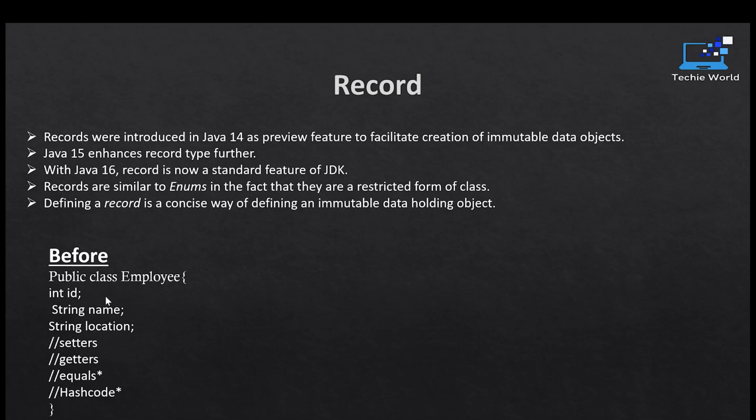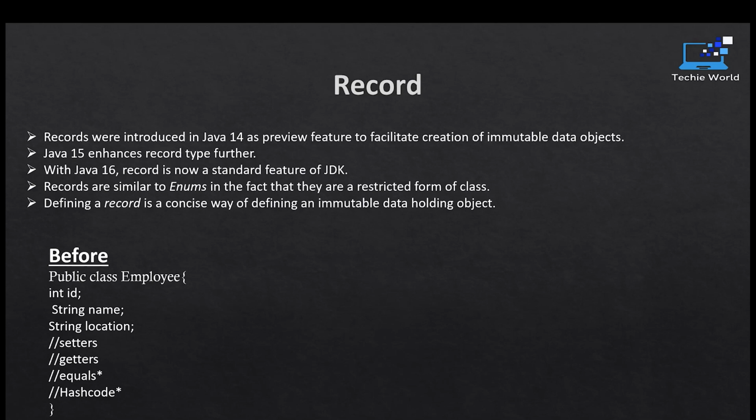Let us say we have written a class Employee. Employee will have some ID, some name and location, and many more fields. Then we need to write the setters, the getters, and the equals and hashCode methods need to be overridden here if required.